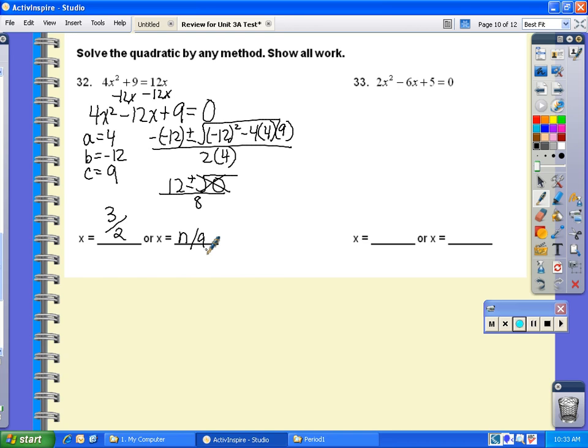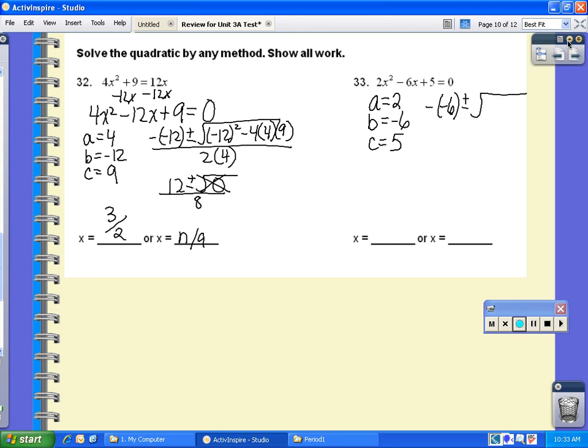This one is actually going to be an imaginary. You don't know that starting out right away unless you evaluate the discriminant here. So a, b, and c, and negative b plus or minus the square root of b squared minus 4 times a times c all over 2 times a.